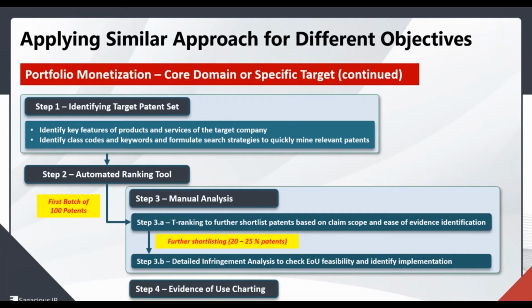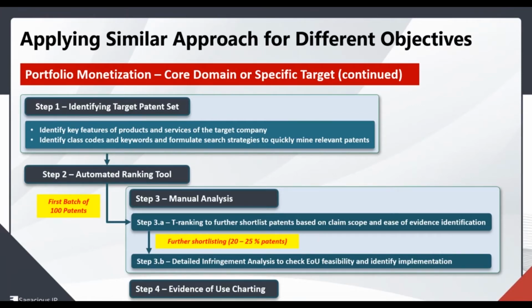Say we have a target company in mind. We know that these are the 2 products, A and B, which are generating the most revenue for this company. We analyze those products and identify the key features of these products. Then we can use patent tools to identify some class codes, and then we can formulate such strategies to identify the patent set from our portfolio which would be applicable to these 2 products, A and B.